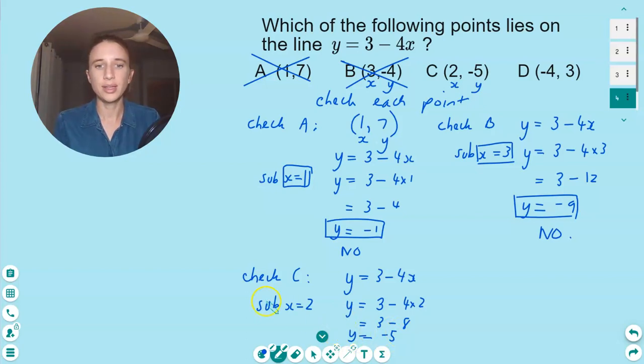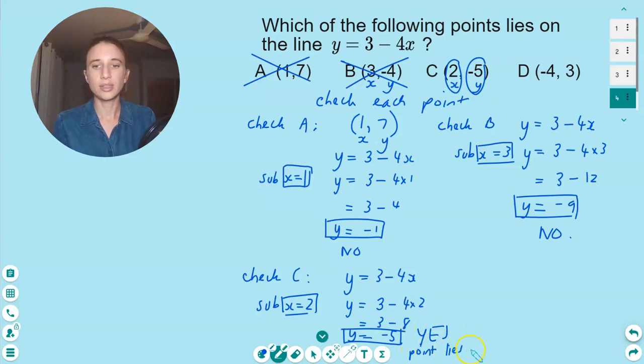And look at this. We substituted X equals 2. We got out Y equals -5. This is X is 2. We got out Y is -5. So yes, point lies on line. And that's great. And so you would circle C in the exam.